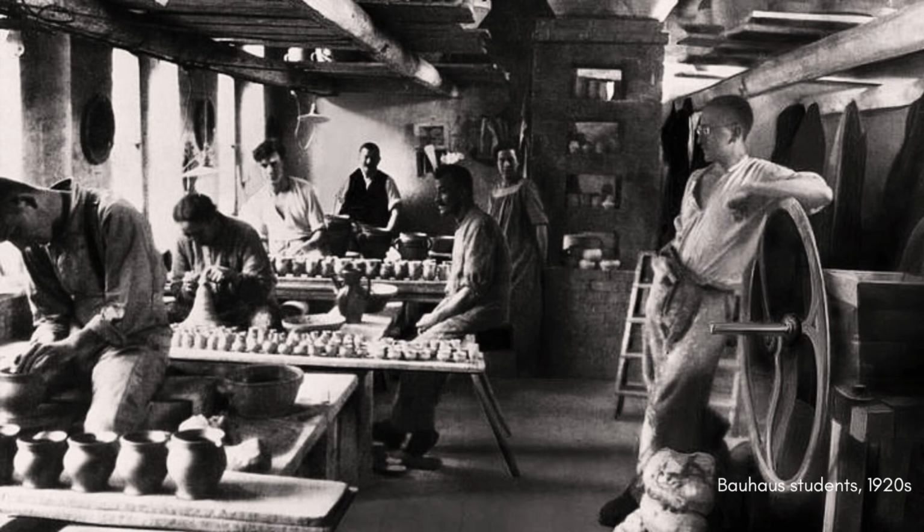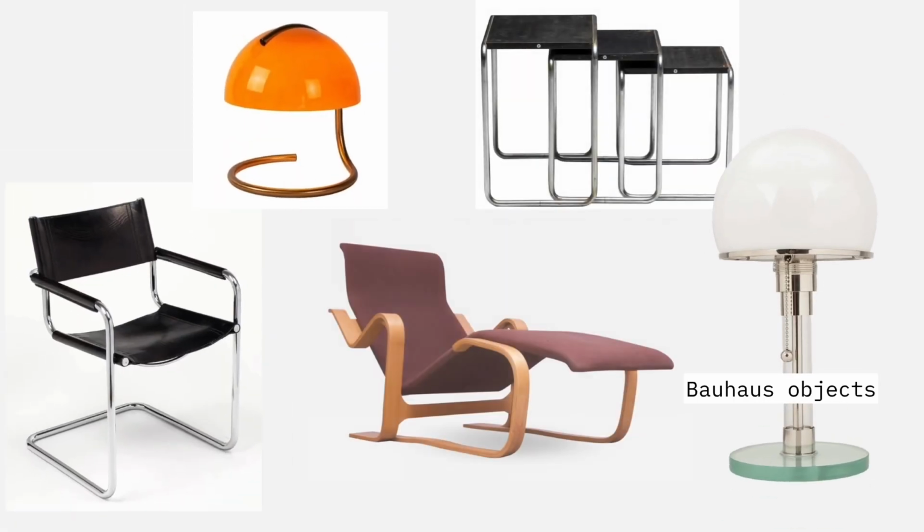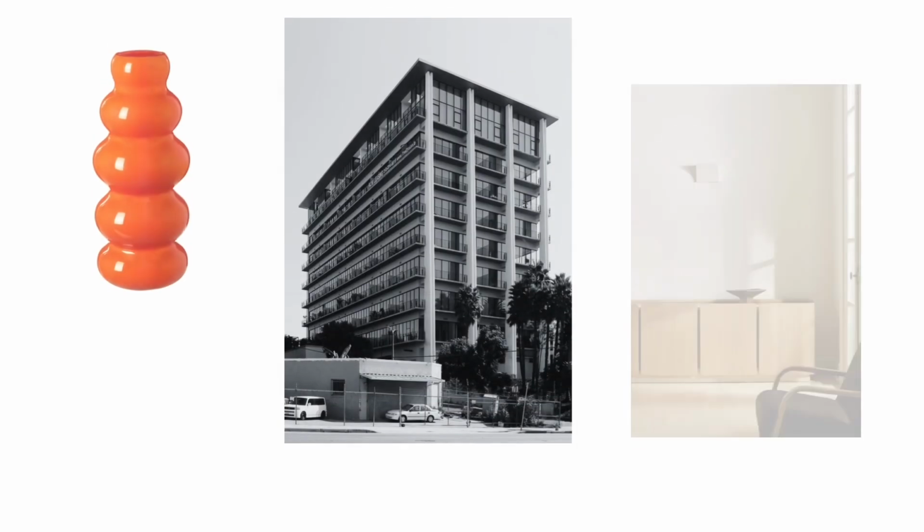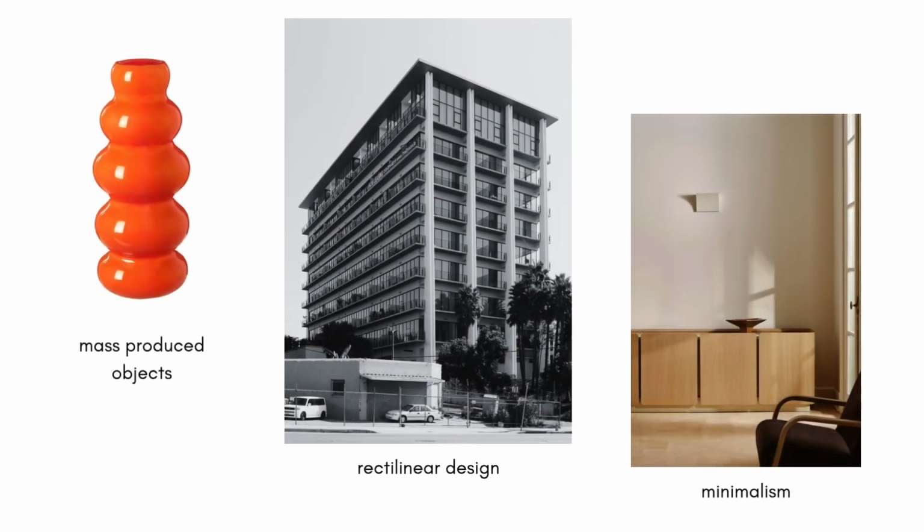One of the main principles of modern design was building things to last, because this meant you needed to make fewer things and use fewer materials, which led to overall less waste. The Bauhaus believed in design for all, and the legacy of the Bauhaus lives on today in mass-produced objects, rectilinear design, and the concept of minimalism.